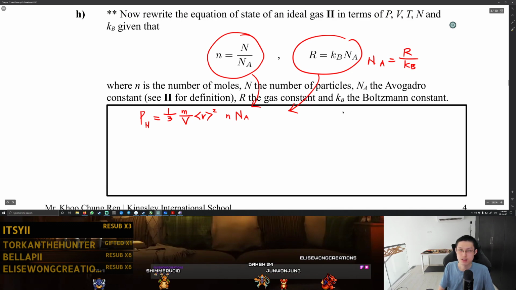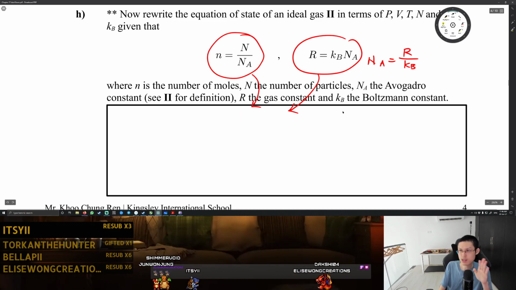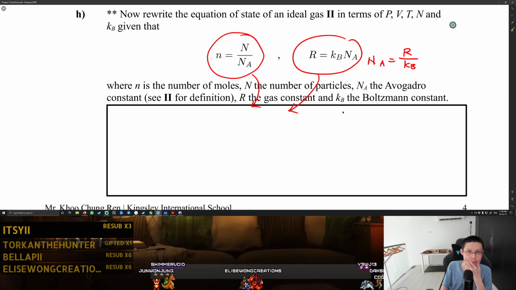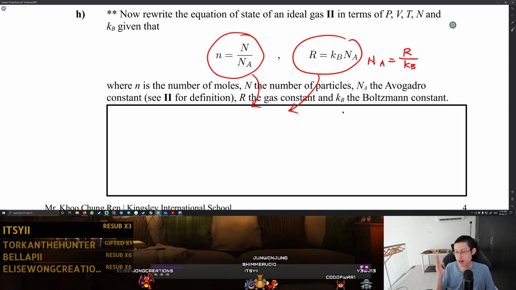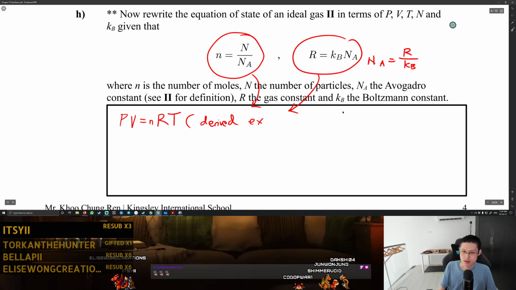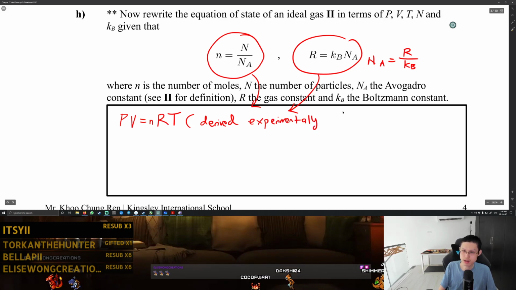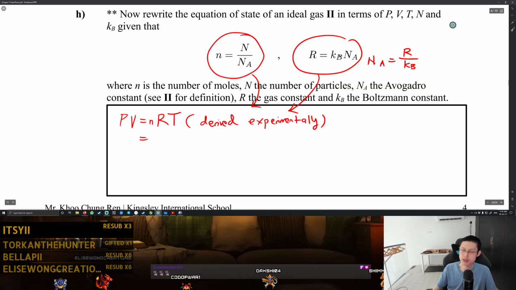Okay, so actually let me think. Do I want to write it like this? Oh wait, hang on. That's not what we're trying to do here. Hang on a second. Yeah. So going back to our ideal gas equation, the one that we derive experimentally from scratch, we know that PV is equal to nRT, right? This is derived experimentally using the three gas laws. So now we're going to try to rewrite the number of moles in terms of capital N and Kb.